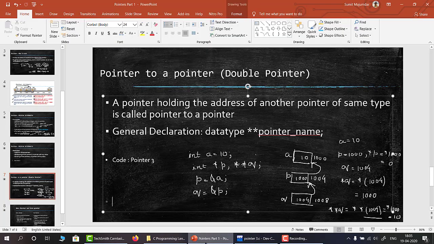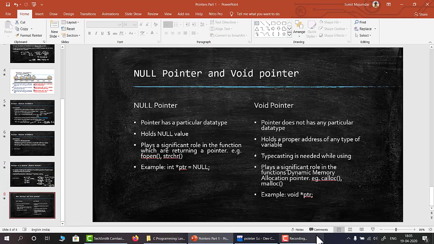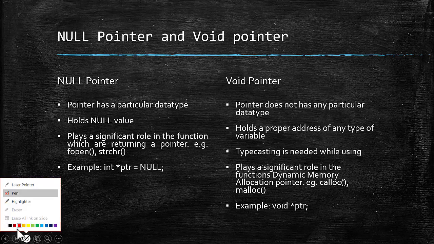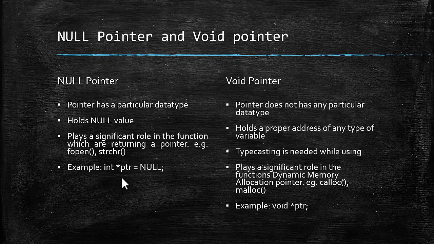Now in the next part we are going to learn what a null pointer is and what a void pointer is. A null pointer is a pointer and it has a particular data type, like integer, float, or character. In this example we are using integer, so ptr is our null pointer and it holds the value NULL, that is 0. As it is holding the value 0, it is pointing to nowhere, so we call it a null pointer.